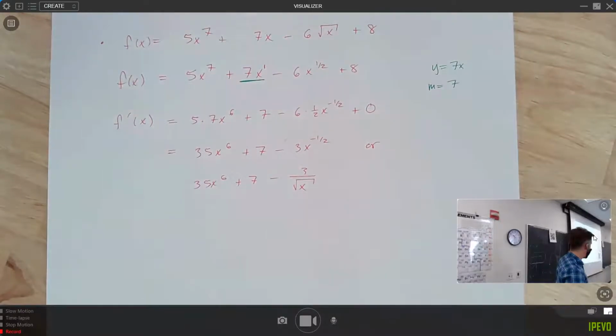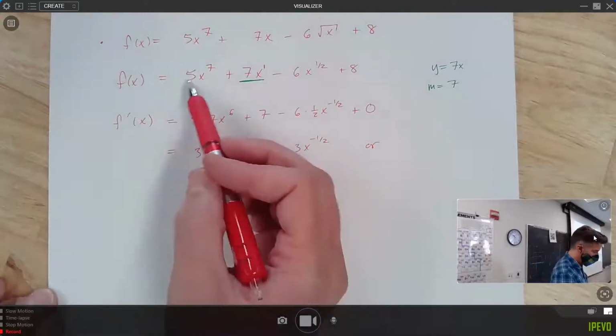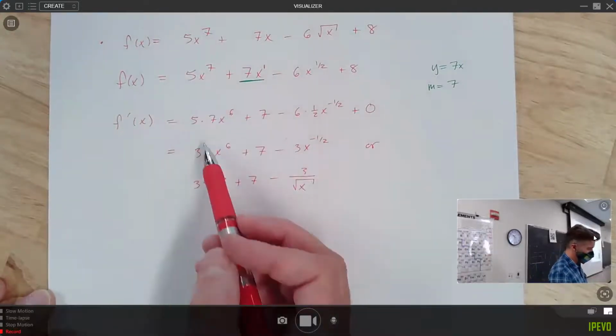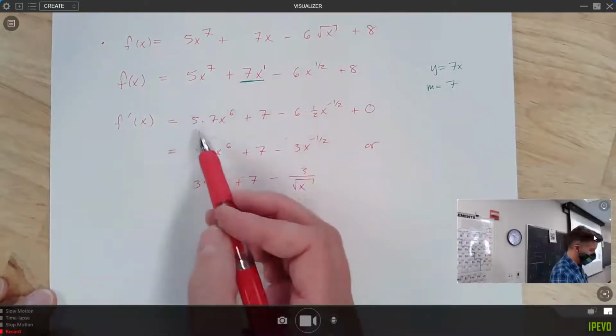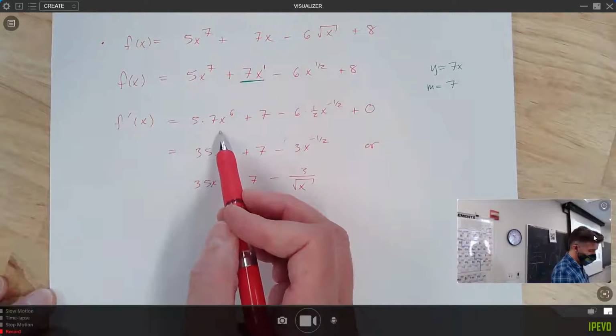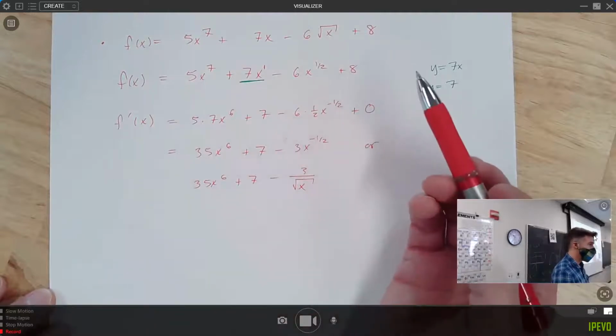So I do want to make a point, and it's something we don't really think about all that often. When you have a constant multiple of a function, it just kind of sticks around. So when you have like 5 times a function and you take the derivative, you just get 5 times the derivative. Whereas if you have a constant on its own, its derivative is 0.